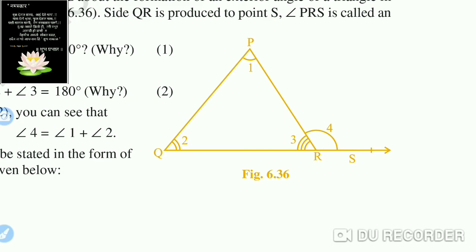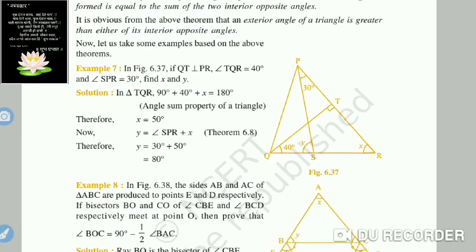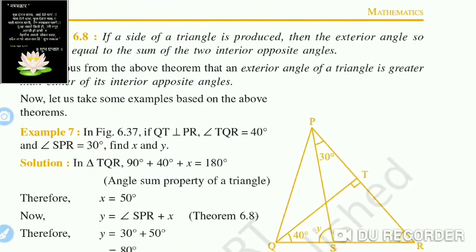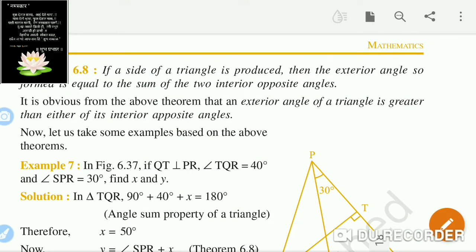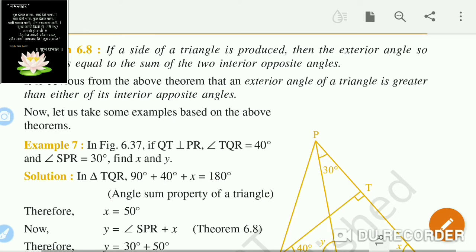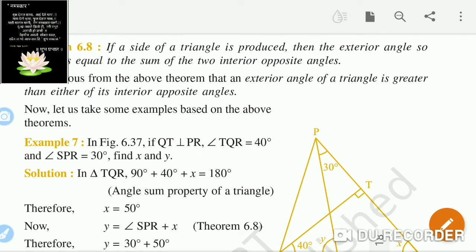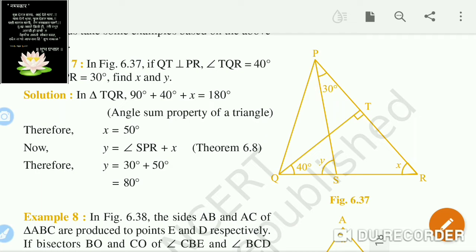Okay, so let us see what the theorem is. If a side of a triangle is produced, then the exterior angle so formed is equal to the sum of the two interior opposite angles. It is obvious from the above theorem that an exterior angle of a triangle is greater than either of its interior opposite angles. Okay. Now let us see one more example.